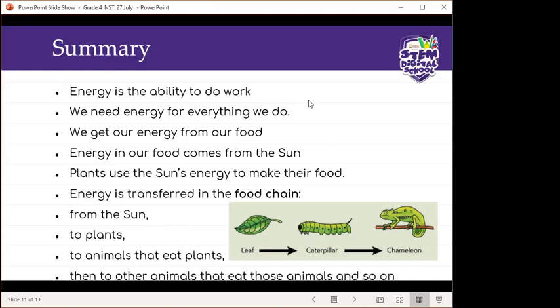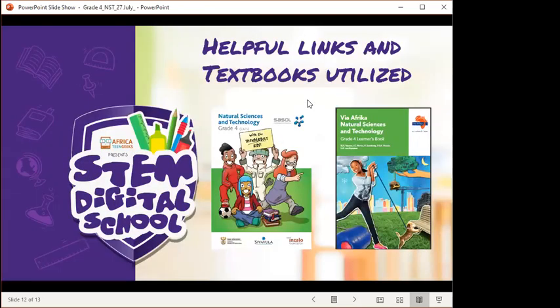Okay. So guys, for this lesson, we use the Siyavula textbook that I said you can get on www.thunderboltkids.co.za, as well as the Via Africa Natural Sciences and Technology textbook, which you can get on Snaplify.